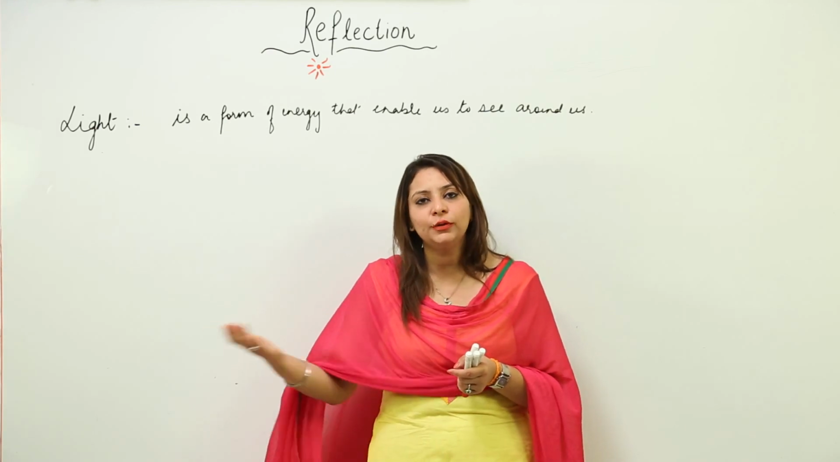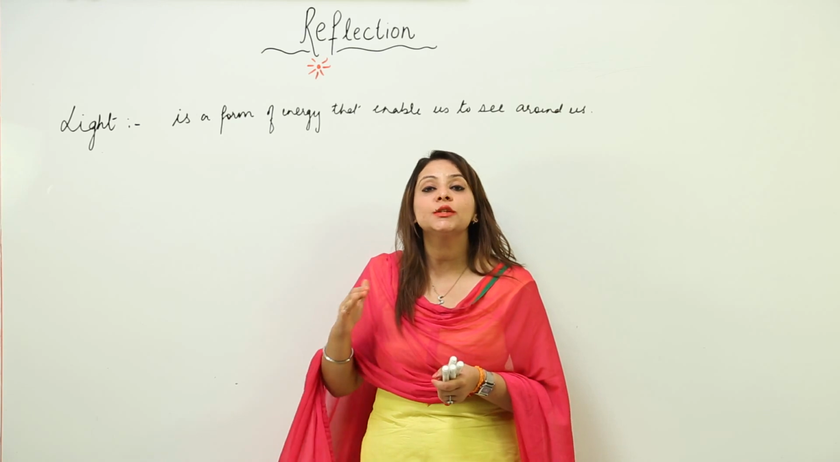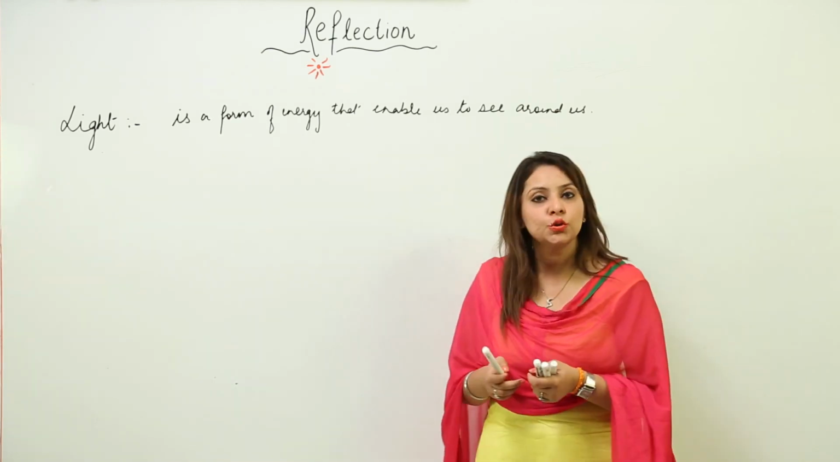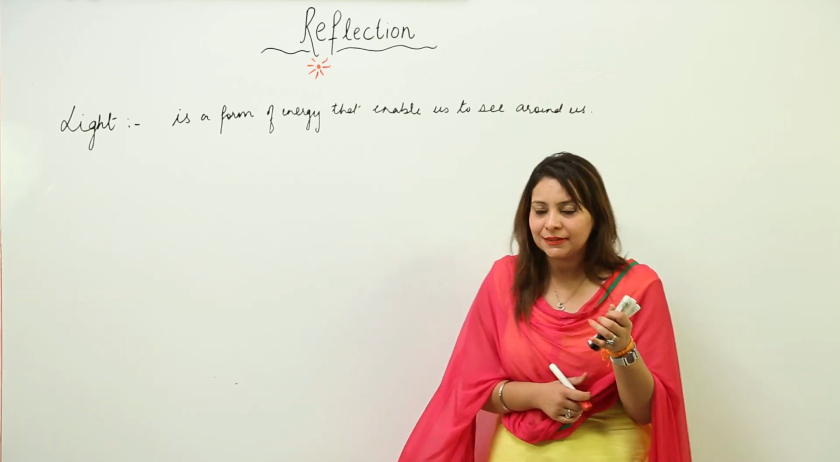So light is very important. Light is a form of energy that enables us to see around us. That means we can see around us just because of light.